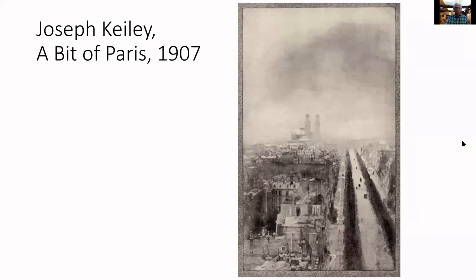Another terrific piece, I think, is Joseph Keiley, a bit of Paris from 1907. He's not well known at all, but I just think it's a spectacular piece of work. I love how the boulevards here are like these black beams running through the composition, and you're juxtaposing this terrific sense of formal solidity here with this very soft, vaporous detail here in the houses.